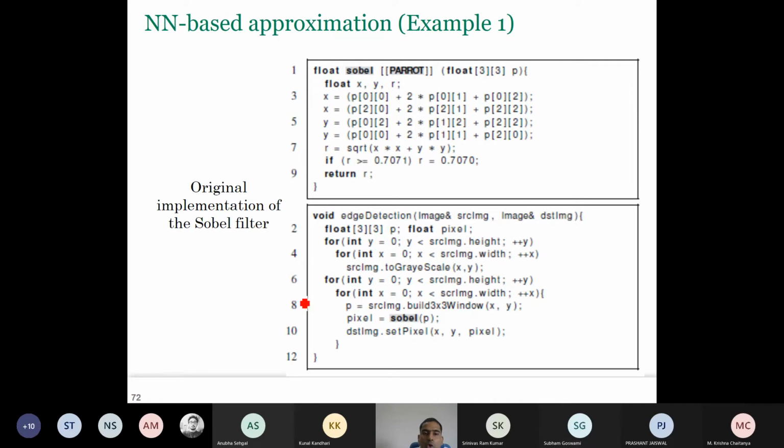This is an example for the Sobel filter. The Sobel filter is used for edge detection in image processing. This parrot is the name of the transformation that they do; you can ignore it for now. Here, we have this edge detection algorithm where we convert the image to grayscale, and then we build a 3x3 window, and there we do the Sobel edge detection algorithm. This is the computation of the Sobel edge detection algorithm. Here we are reading these pixels.